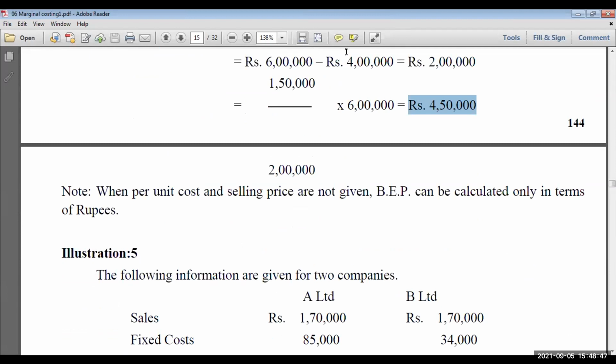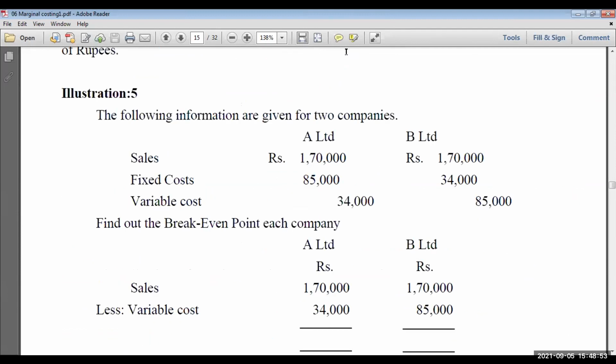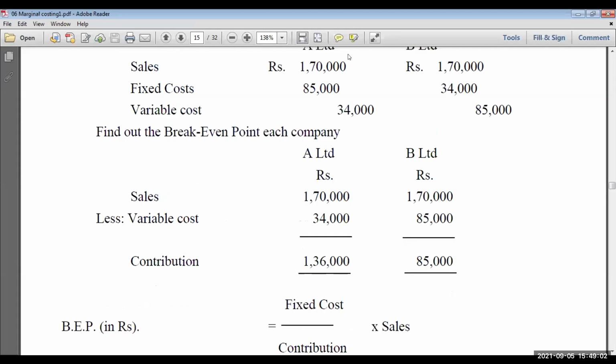Sales is 1,70,000 for both the companies. Fixed cost is 85,000 for company A, 1,34,000 for company B. Variable cost is 34,000 for company A, 85,000 for company B. Find the break-even point for both the companies. Can you quickly tell me what is the break-even point for A and B?